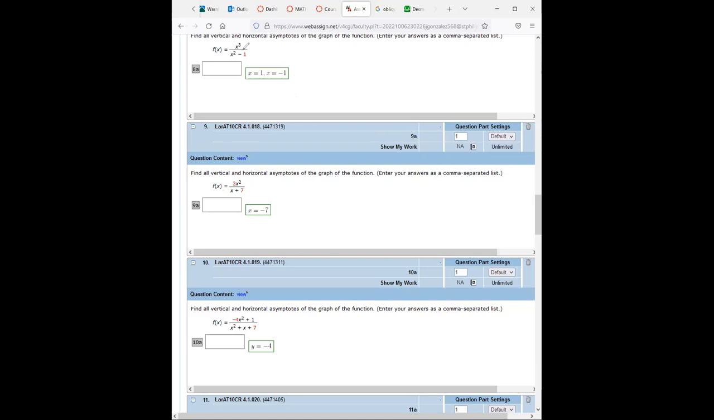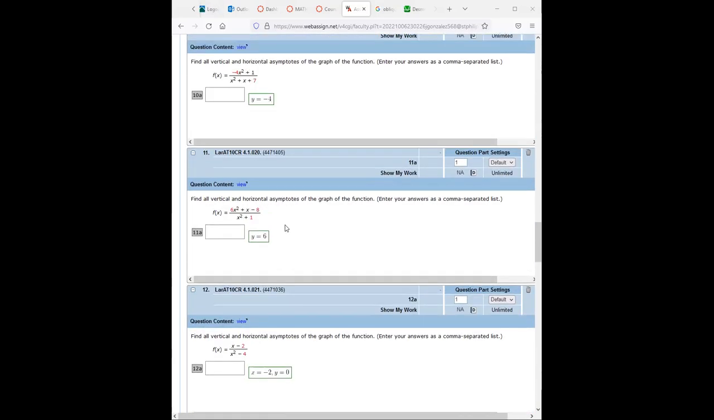But you see how they got these, right? You set the bottom to 0, and then you factor. So x is 1, x is -1 because of the denominator. But you make sure you put x equals. Same thing here, solve for the bottom.